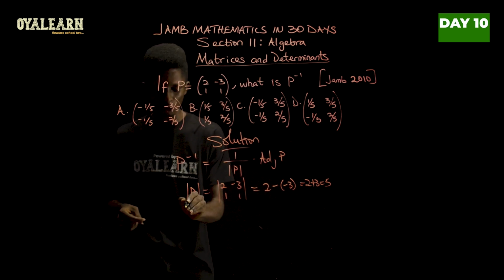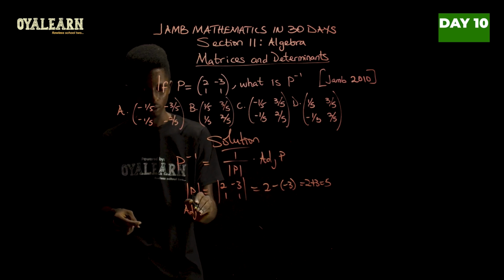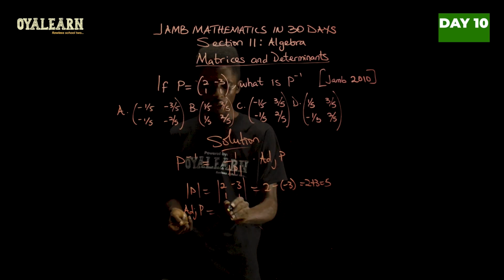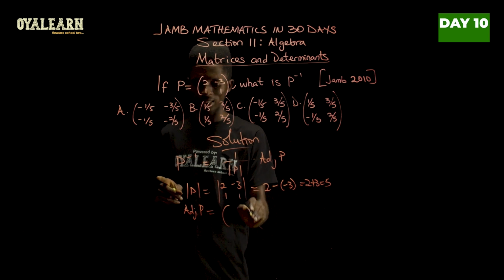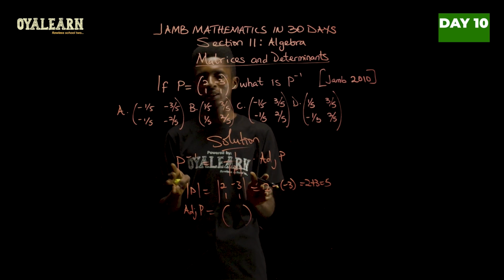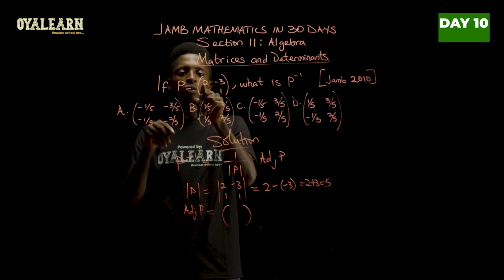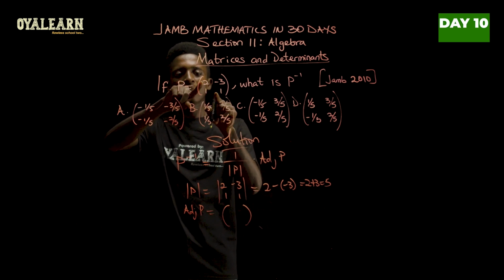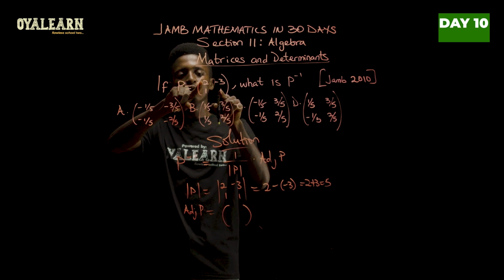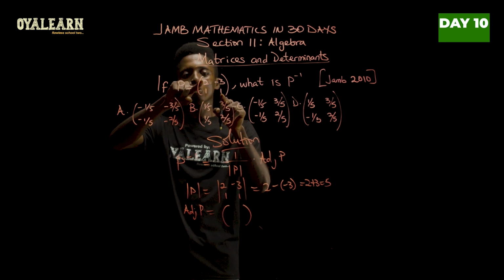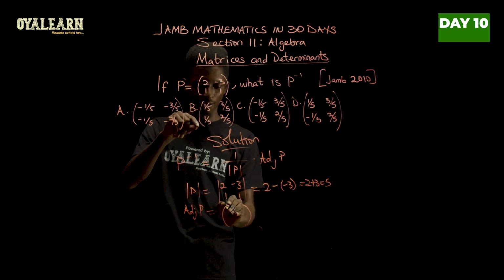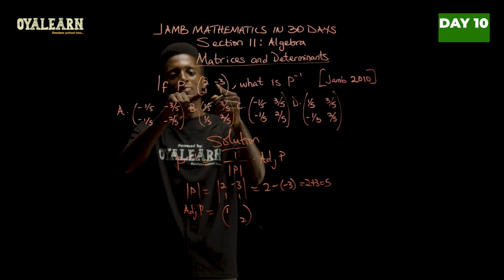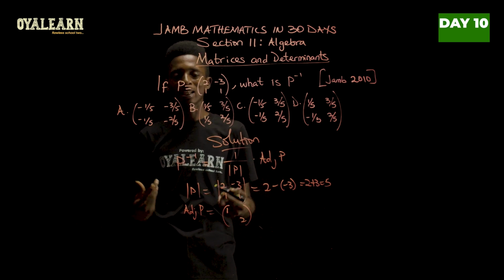Now to find the adjunct of P, there's a simple trick you can use. When it's a 2 by 2 matrix, and this only works for a 2 by 2 matrix, what you have to do is swap the element in row 1 column 1 with the one in row 2 column 2. That is, you have 1 here and then you have 2 here.